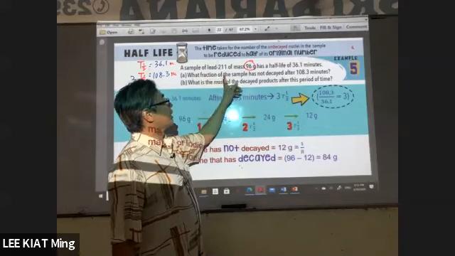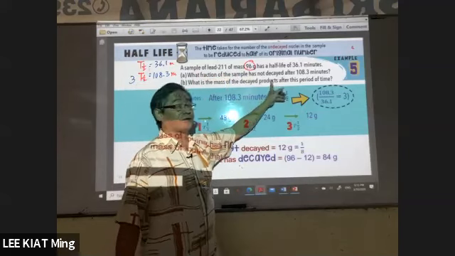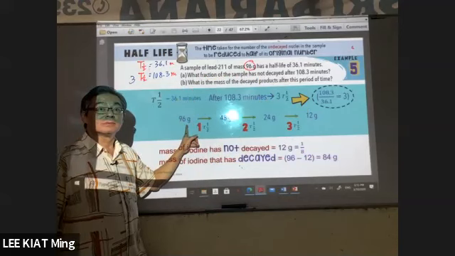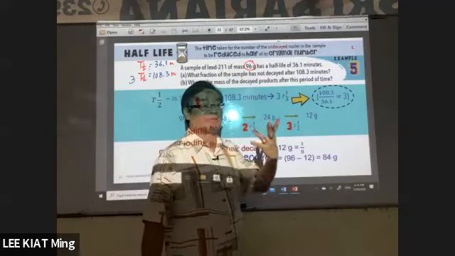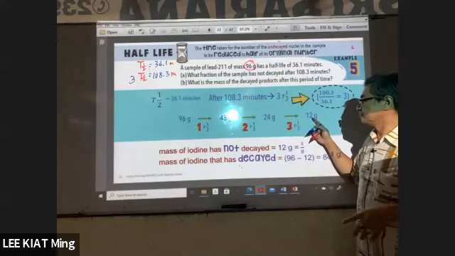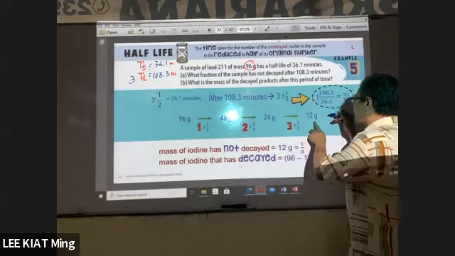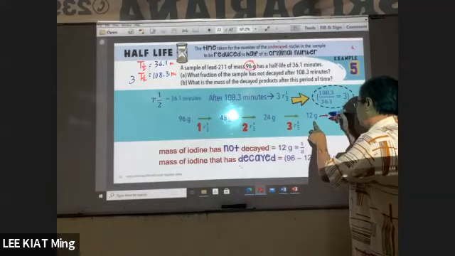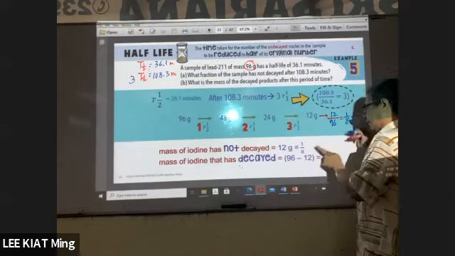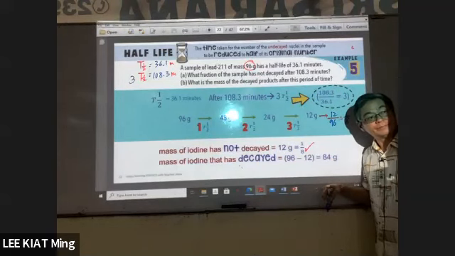What fraction? They want pecahan. Fraction means pecahan. Of the sample that has not decayed, 12 over original. Faham? Okay? If they ask you how many left, the answer is 12. The fraction will be 12 over original. Do you agree? You get 108. Do you agree? So, alright.